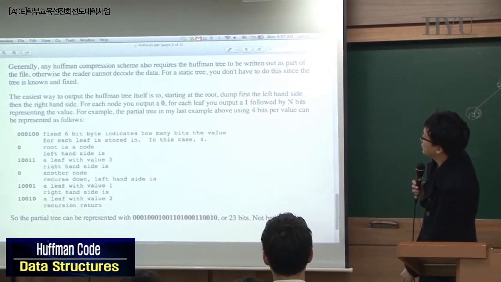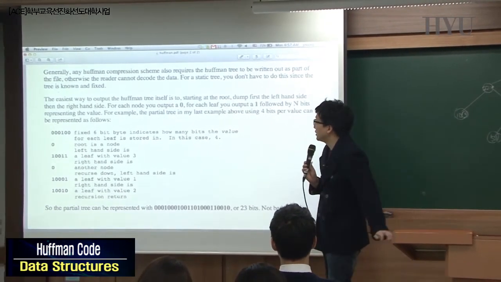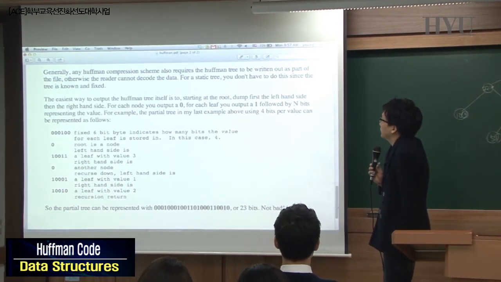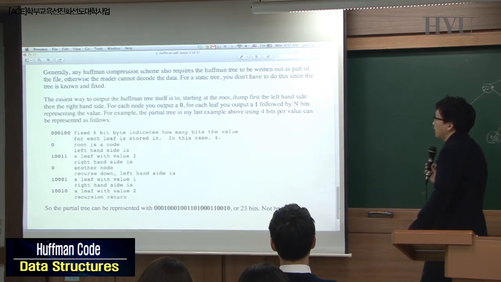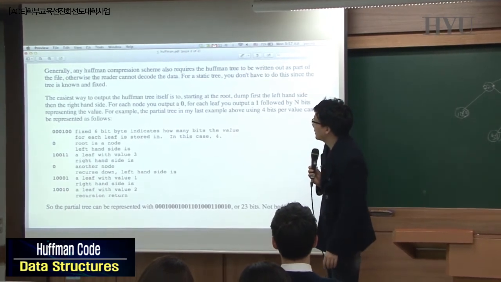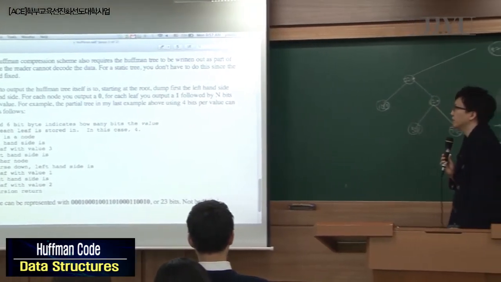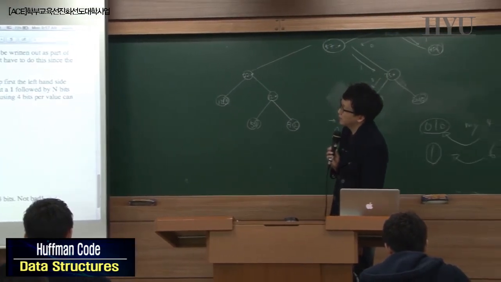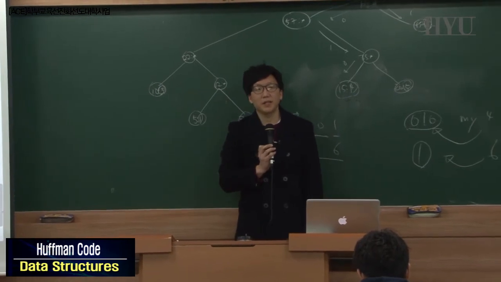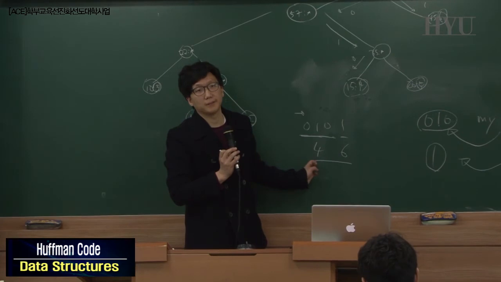The easiest way to store a Huffman code is starting from the root, dump first the left side, then the right-hand side. For each node, you output 0 or 1, followed by n bits where we print the value. For example, party tree, and so on. 똑같네. 001, 011. A 6-bit byte indicates how many bits the value for each leaf is stored in. Well, you can read it through. They suggest there's some variation, but this is the key idea, having a Huffman code tree.